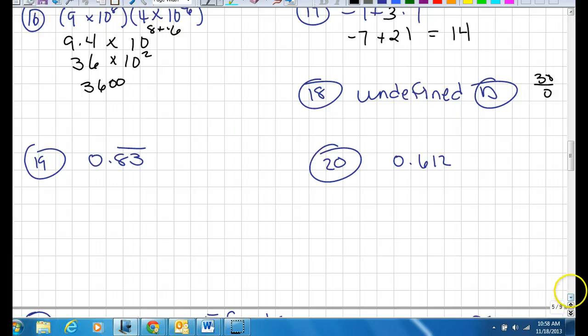Okay, I'm going to scroll down a little. Okay, number 19, you have a repeating decimal, and it has how many digits? 2 digits. So that tells us a little bit how we're going to do that. First of all, we're going to set n equal to 0.83 repeating.